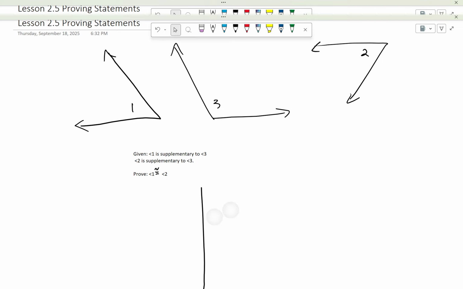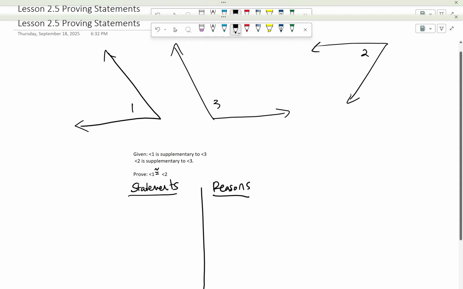On the left, we have our statements column, and on the right, we have our reasons column. Now remember, on the left, we explain the what as we show our work, and on the right, we explain the why. So show it and explain it, what and why. And our whys are always going to be very succinct and direct answers that will be a definition, postulate, property, or theorem.